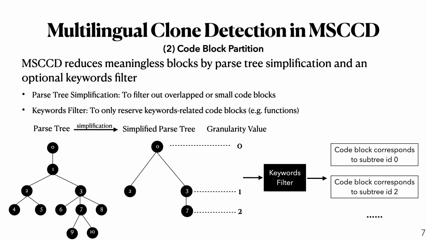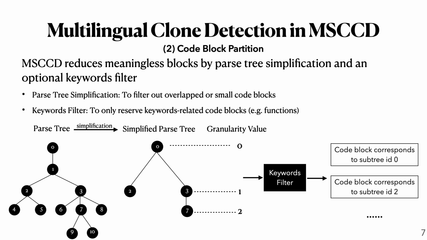MSCCD simplifies the generated parse tree. By doing so, the wholly overlapped code blocks and the tiny code blocks can be filtered out. The depth of each subtree in a simplified parse tree is defined as the granularity value. A bigger granularity value represents a finer granularity.